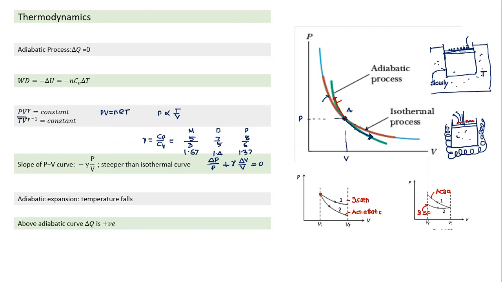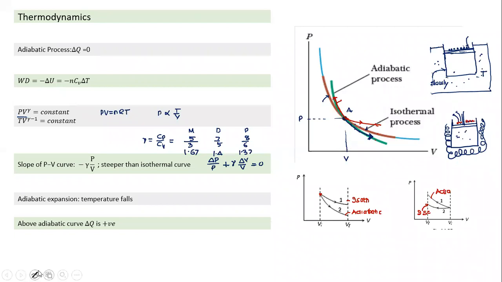Another thing we understand here: any process we carry out. We talked about two processes, isothermal and adiabatic. If I draw any line on the indicator diagram, that becomes a process. What happens if I carry out a process shown like this? This will be an expansion process, and I find this process is above the isothermal curve and above the adiabatic curve. Anything above the isothermal curve, delta T is positive. Anything above the adiabatic curve, delta Q is positive. Below the adiabatic curve, delta Q is negative.